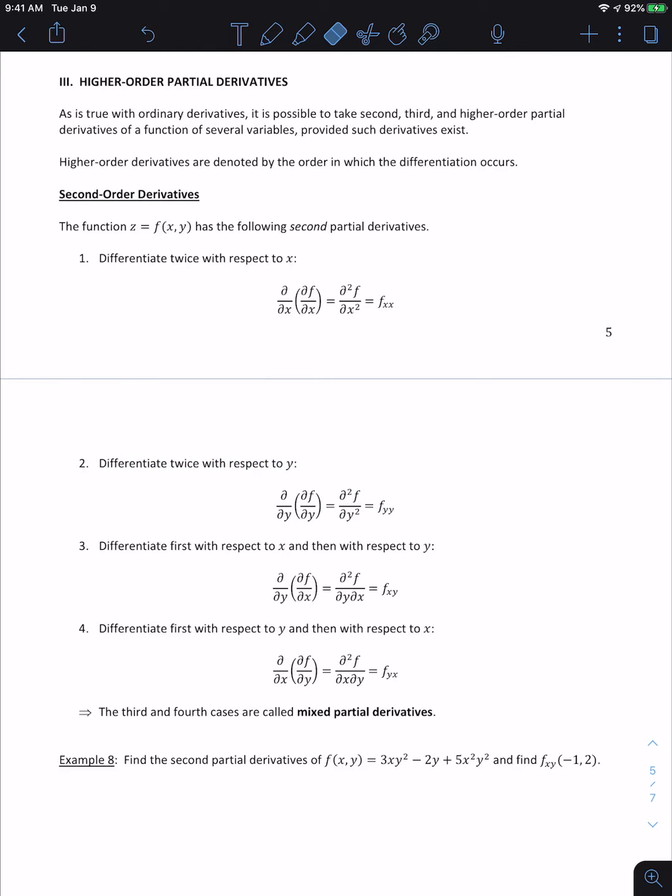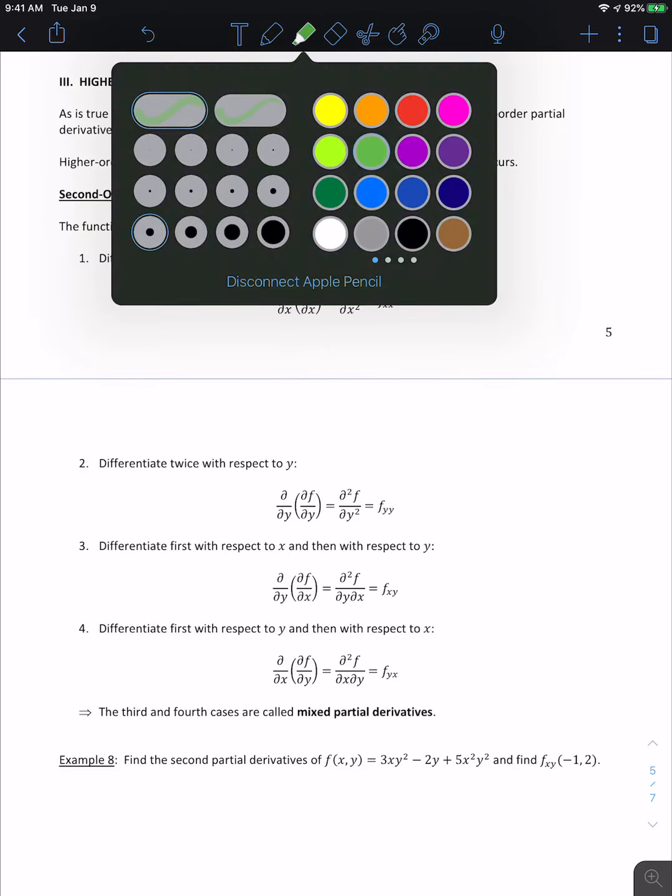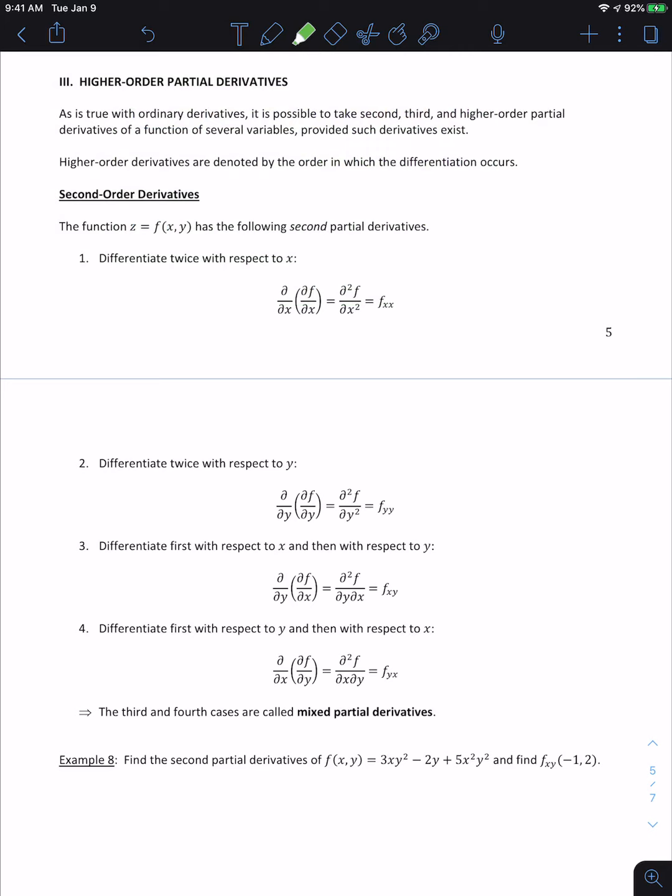The other thing I could do is mix them together, right? So first differentiate with respect to x, partial derivative, and then partial derivative with respect to y. In that case, I could write it as dy dx, because dx came first, so it's farther to the right. Or I could write it as f sub xy, because I did x first and then I did y.